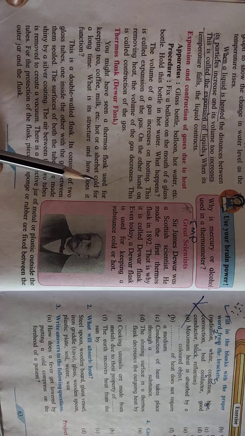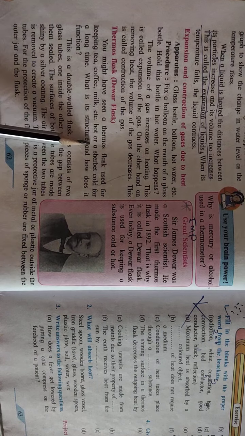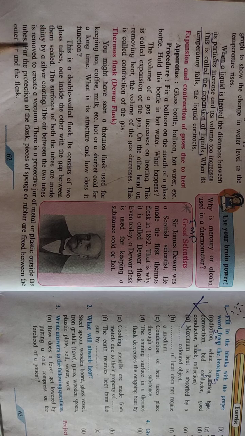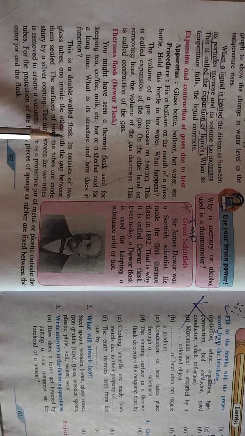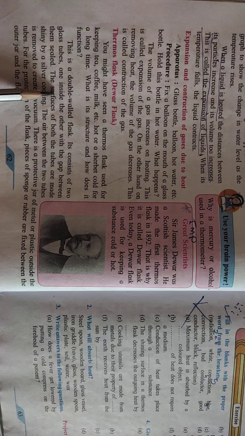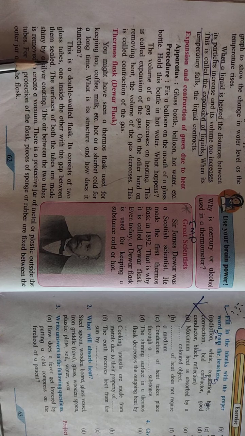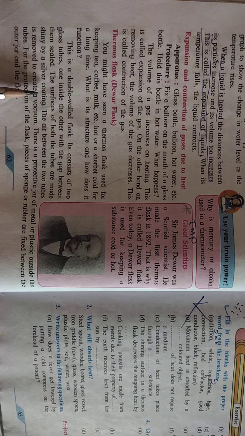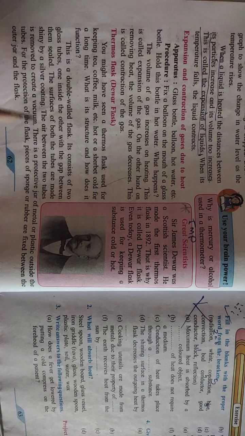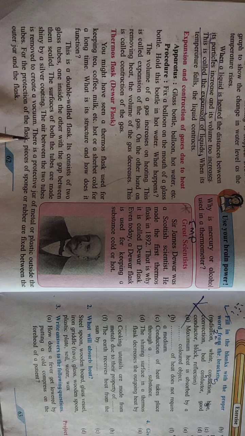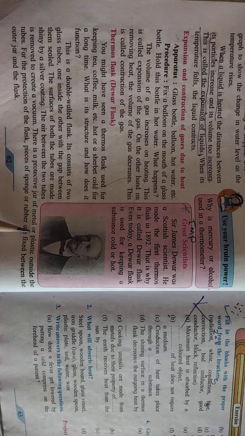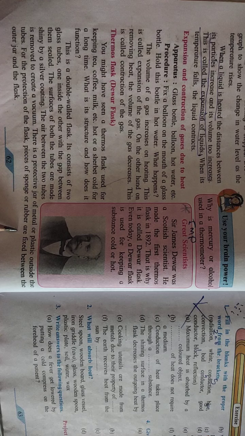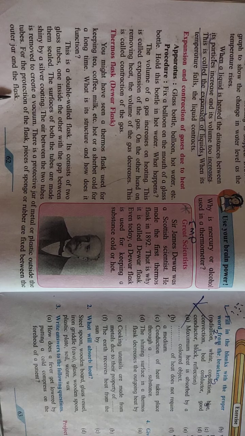You might have seen the thermos flask used for keeping tea, coffee, milk hot or sherbet cold for a long time. What is its structure and how does it function? This is a double wall flask. It consists of two glass tubes, one inside the other, with the gap between them sealed. The surfaces of both tubes are made shiny by silver coating. The air between the two tubes is removed to create a vacuum. There is a protective jar of metal or plastic outside the tube. For the protection of the flask, pieces of sponge or rubber are mixed between the outer jar and the flask.